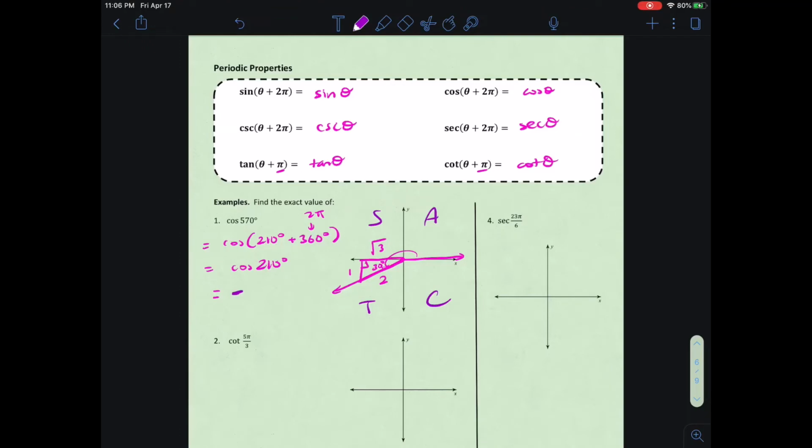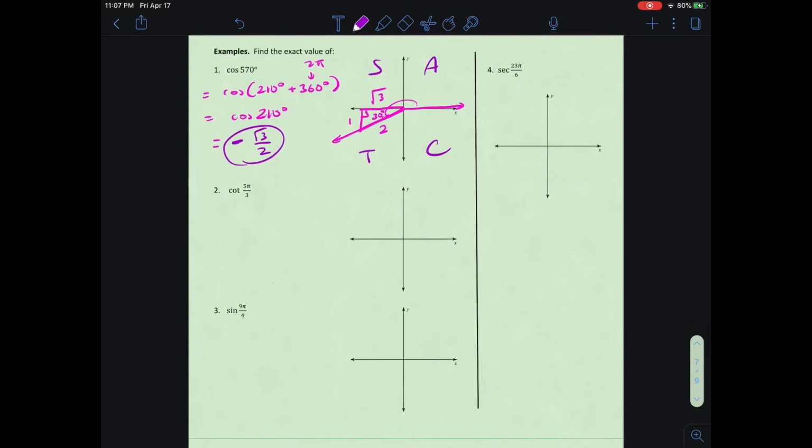And then from there, looking at your triangle, cosine, think adjacent over hypotenuse. Using our reference angle right here, right? The adjacent would be square root of 3, and the hypotenuse is 2. And so you get negative square root of 3 over 2.